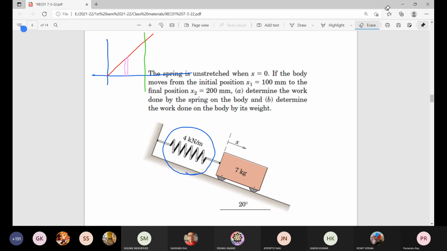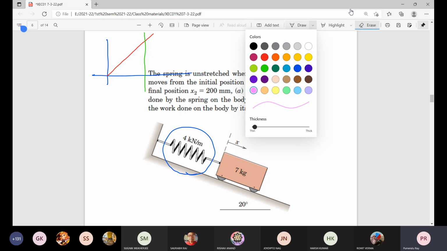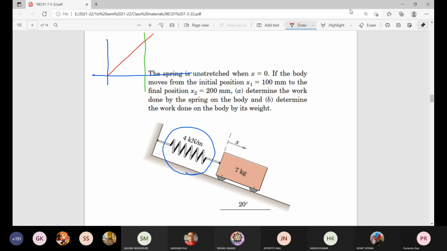So it is one part. Other thing is the spring is initially compressed with some value, and in that case we need to consider the area under this graph from initial to the final. Okay, not starting from 0.